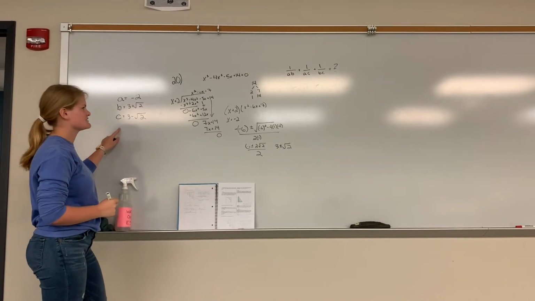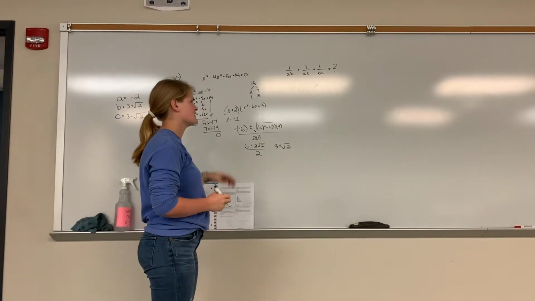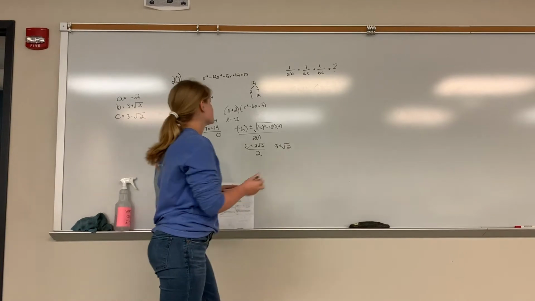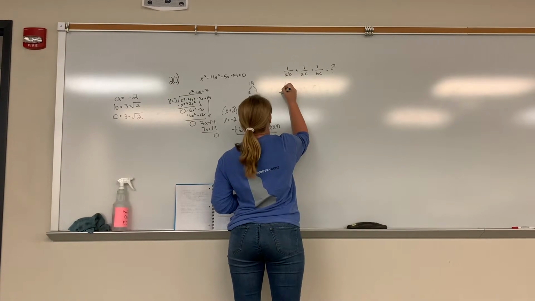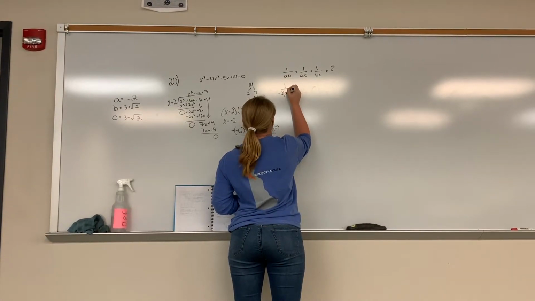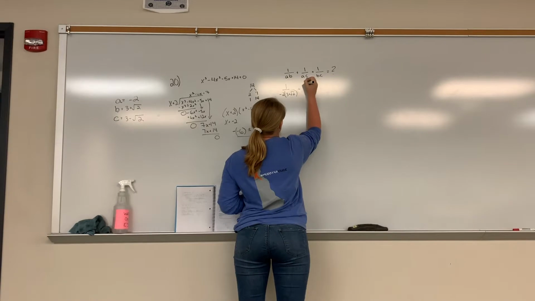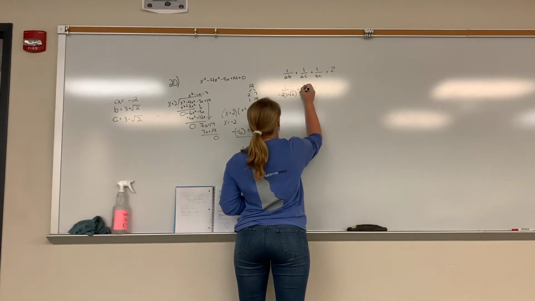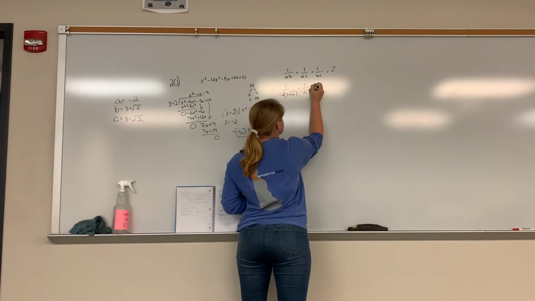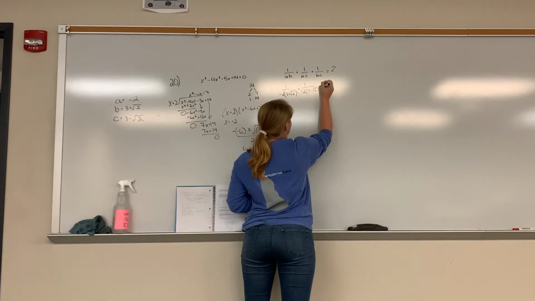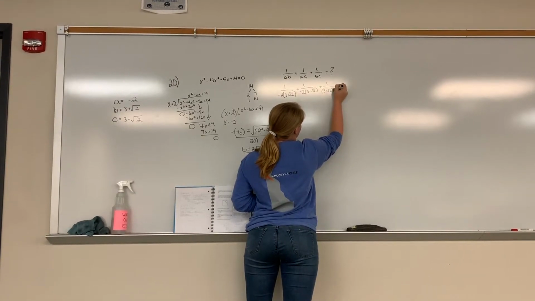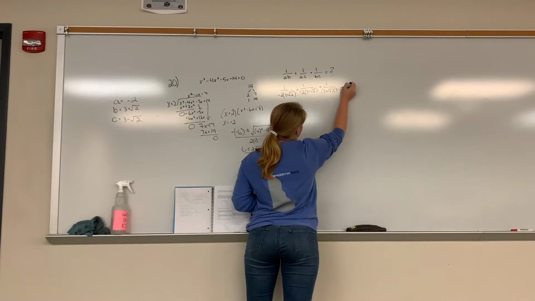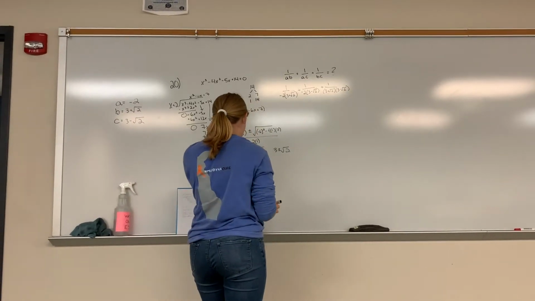So what we're trying to find is 1 over AB plus 1 over AC plus 1 over BC. We're going to plug in the numbers we got: 1 over negative 2 times 3 plus the square root of 2, plus 1 over negative 2 times 3 minus the square root of 2, and then plus 1 over 3 plus the square root of 2 times 3 minus the square root of 2. And then we're just going to simplify that all down.